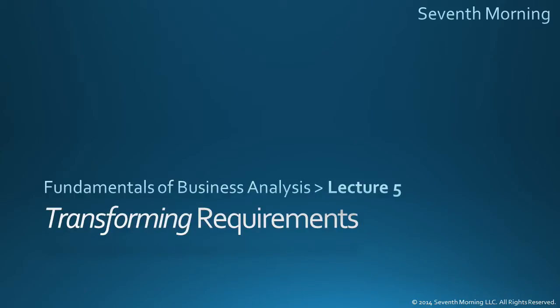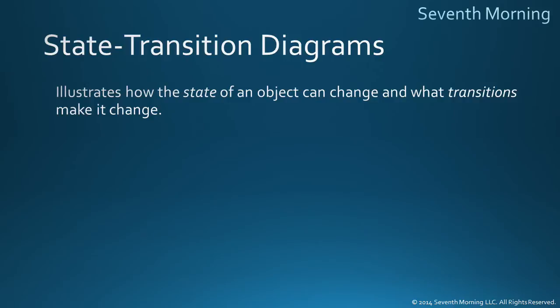Okay. The next type of diagram we'll cover is almost certainly my favorite because it's helped me so much throughout my career. It's called the state transition diagram, and it illustrates how the state of an object can change and what transitions make it change. Before any of that makes sense, we have to talk about what state and transition mean.